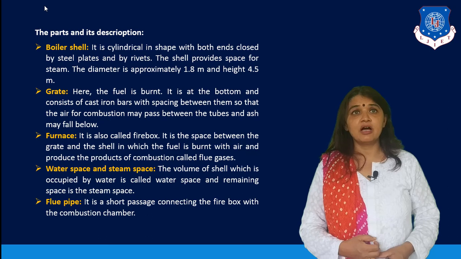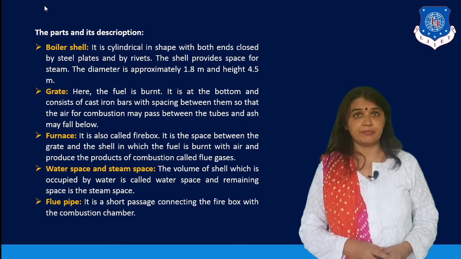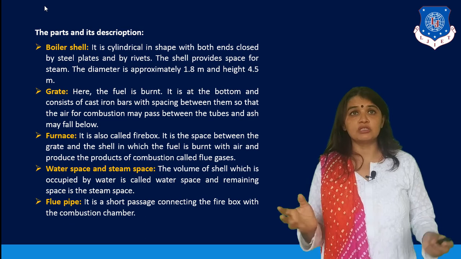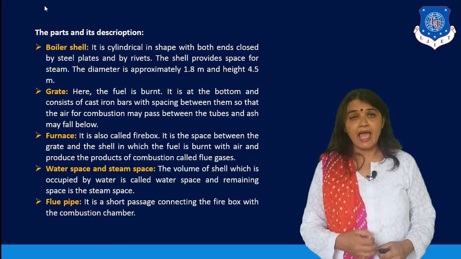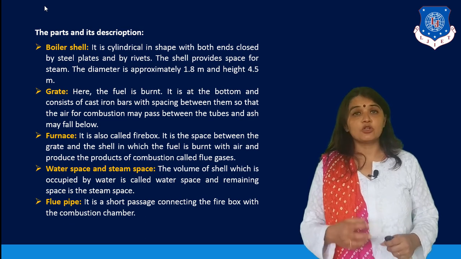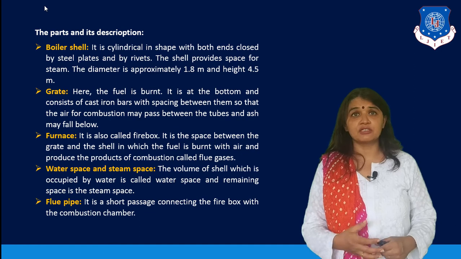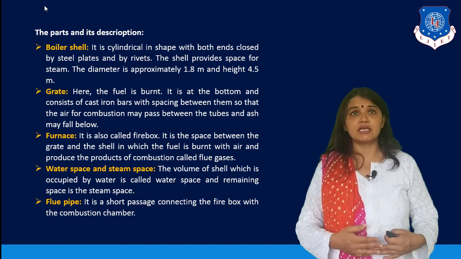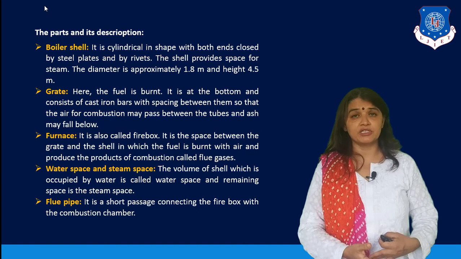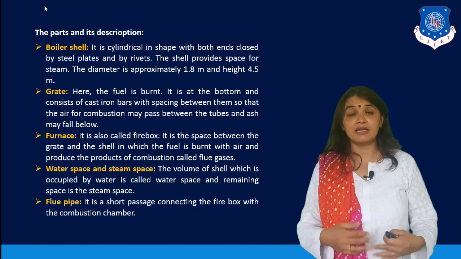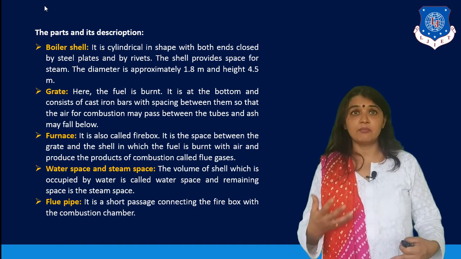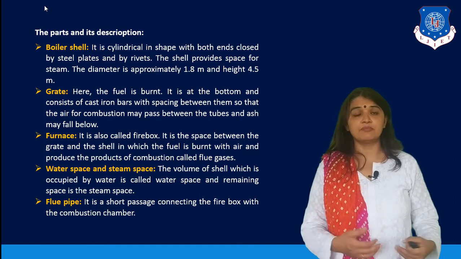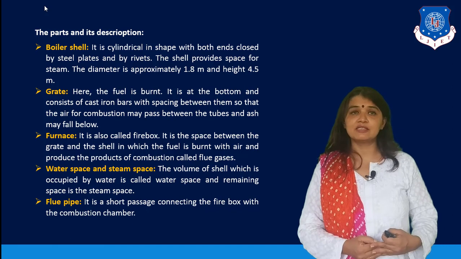For example, about the boiler shell, it says that it is cylindrical in shape, with both the ends closed by steel plates and by rivets. It also says what its function is: it provides space for the steam. Then coming to the grate, it tells that fuel is burnt over here. It is at the bottom and it consists of cast iron bars with spacing between them. So this kind of description is given.